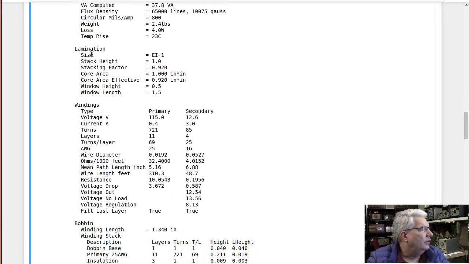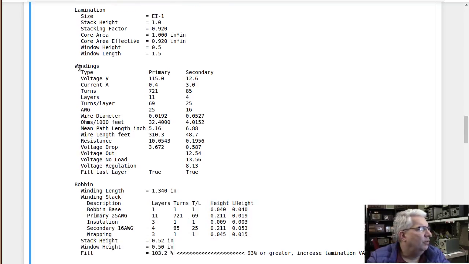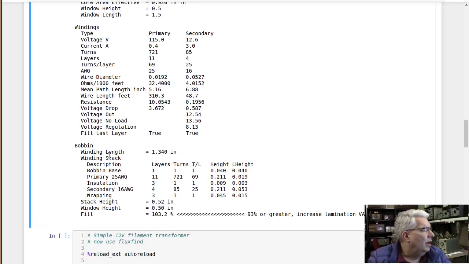And then down here it tells us the lamination size, so the stack height, the stacking factor, the core area, the effective area, the window height, the window length, all those kinds of things are here. The windings here, it has the primary listed here, and the secondary here. And down at the bottom here, you can see the voltage outputs. So with this initial design, our voltage output is going to be 12.54 volts. And our open circuit no load voltage is going to be 13.56. That gives us a regulation of about 8%.